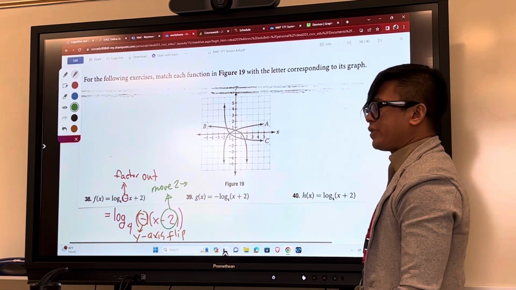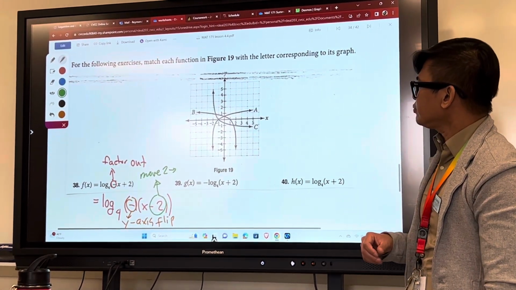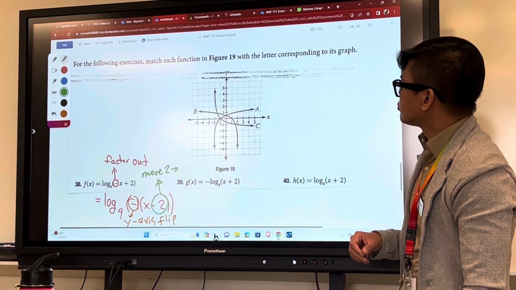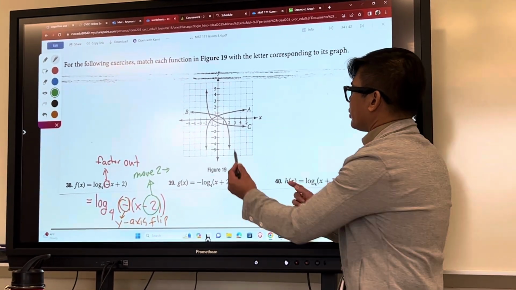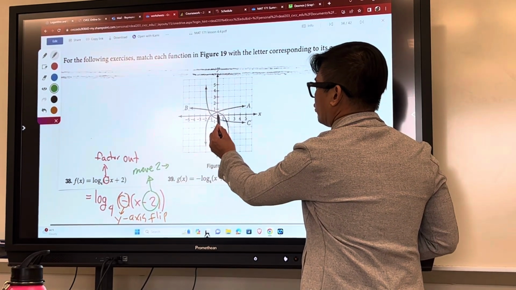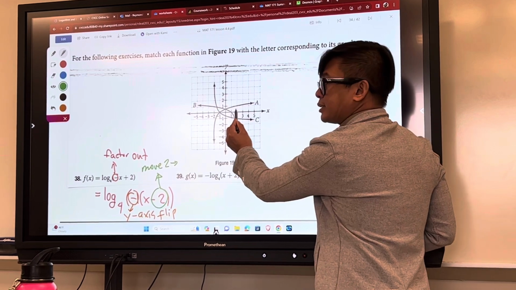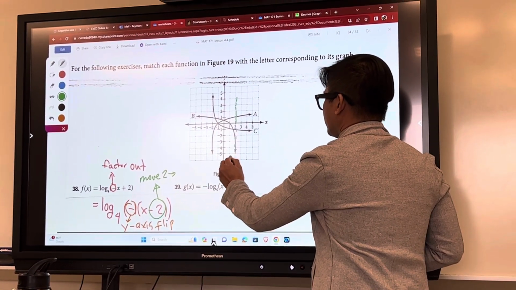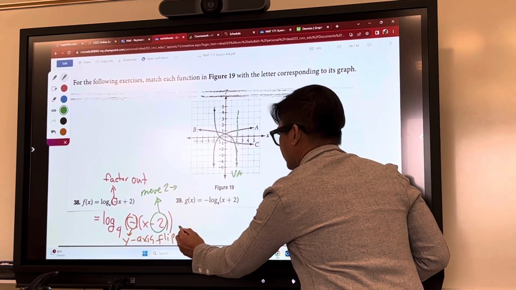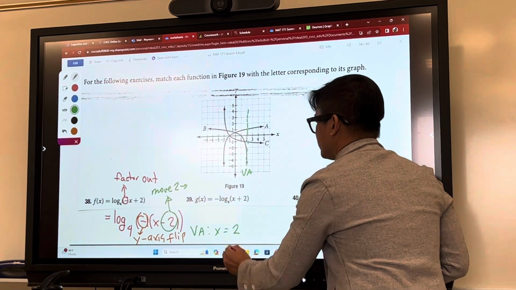So with that being said, which one is that one? From the origin, you move to the right 2 units. Then that's your vertical asymptote already, right? That's your VA, at x equal to what? Positive 2.